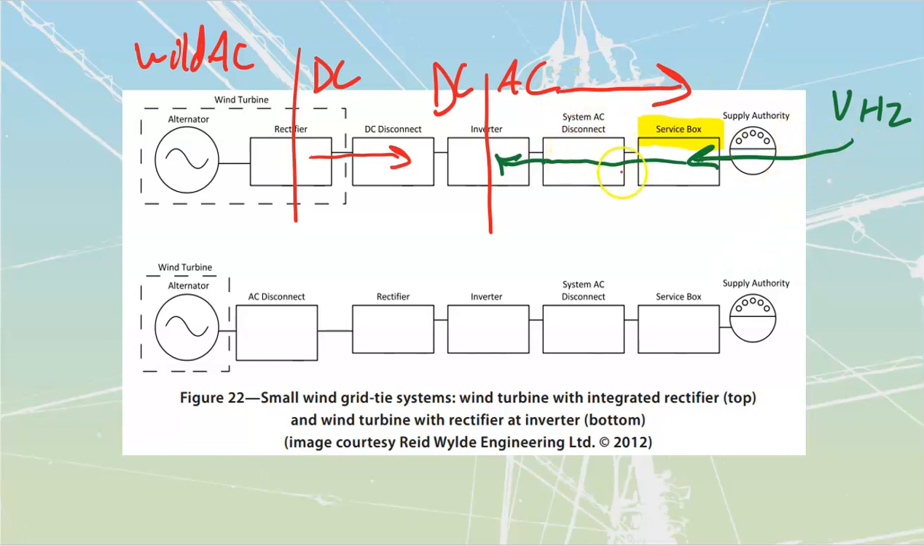So this green line over here, what I want you to note on the green line is that this is just going to be voltage that we are sensing. We're not taking anything, we're just reading what the voltage and the frequency is and we're matching up to it. This inverter is designed to match to that. We feed AC power, AC current, into our service box. From our service box, we're going to go to our actual loads.